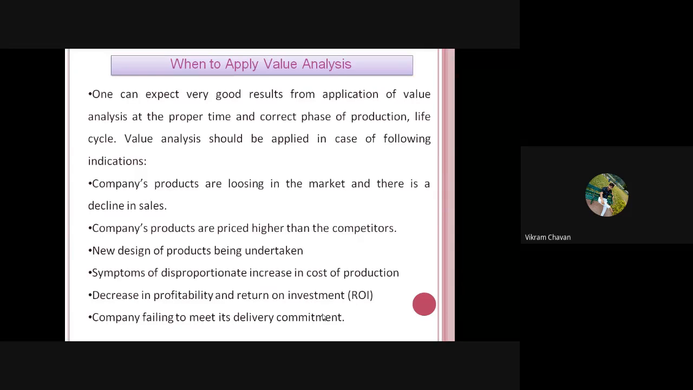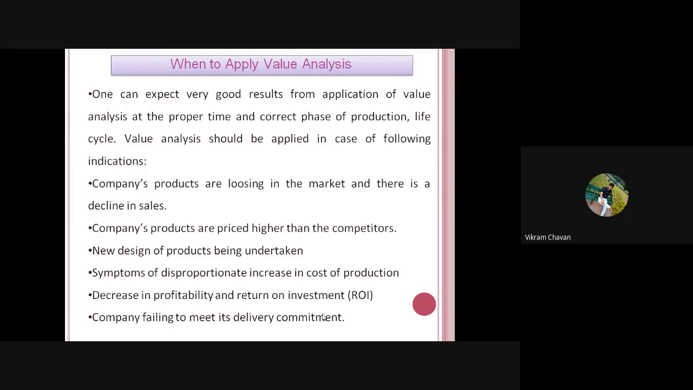Okay, so the first indication I have mentioned is that the company's products are losing in the market and there is a decline in sales. The sales of the product go on reducing day by day. So in that case, the value analysis of that particular product needs to be carried out.